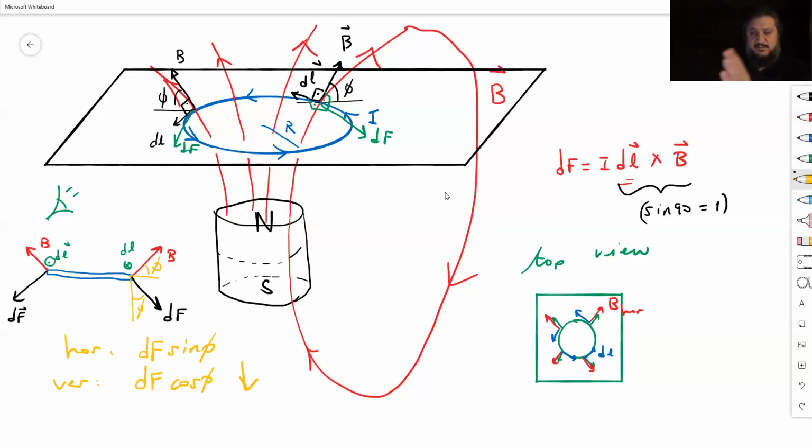Now, if you compare right and left in the side view, obviously those horizontal components will be canceled. Imagine this for every pair along the circle. Those two components will take care of each other. The goal is to find the net force. But the vertical components, since they're always pointing downward, they will add up to give us a net force, which is dF cosine phi. So all we have to do now is to integrate this.